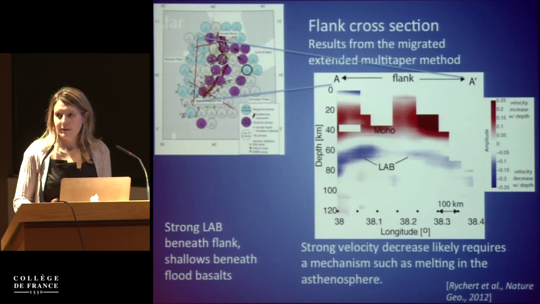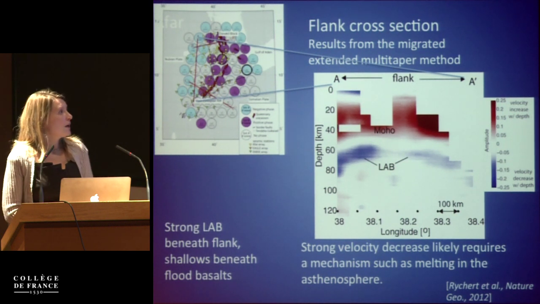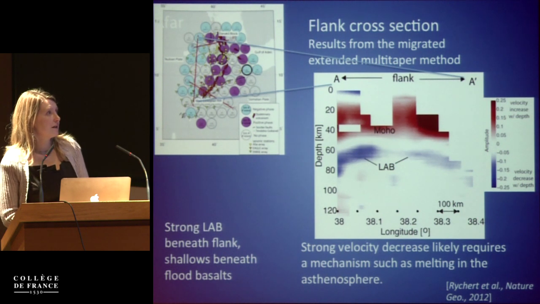We'll have to do some modeling in a bit to talk about what that actually is, but it's likely related to the base of a slow area, probably caused by a small amount of partial melting. We can use this other method, the extended multi-taper, to look at this in 3D.